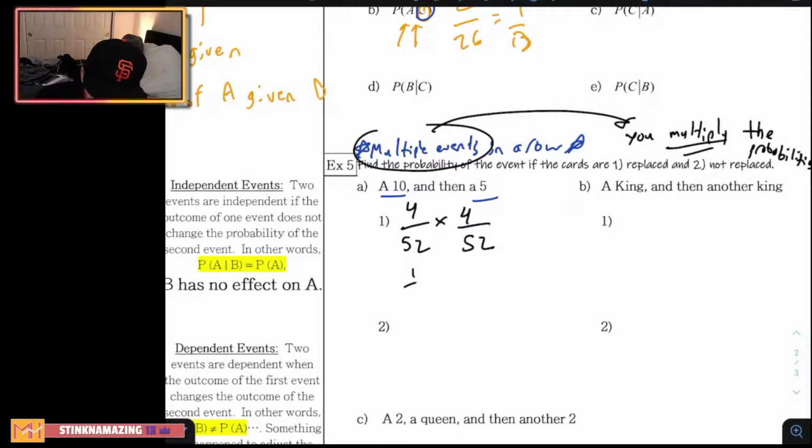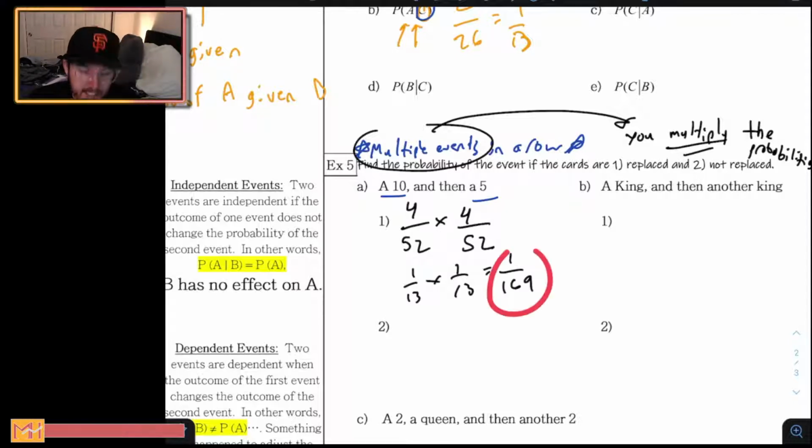Now each of these reduces to 1/13. So the answer here would be 1 out of 169. There's a 1 in 13 chance, which is not too bad, of getting a 10. But there's a 1 in 169 chance if you want to do 10 followed by a 5. That's significantly more unlikely.